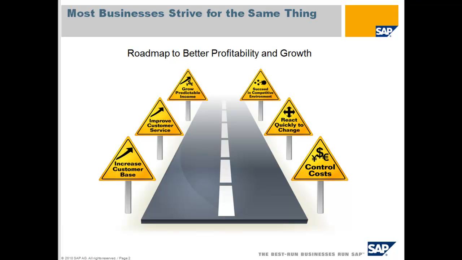Well, people want to increase their customer base. They want to improve customer service. At the same time, they are also wanting to be able to succeed in a competitive environment. They want to react quickly to change, and at the same time, they want to control costs and grow a predictable income stream. So how do they do that?